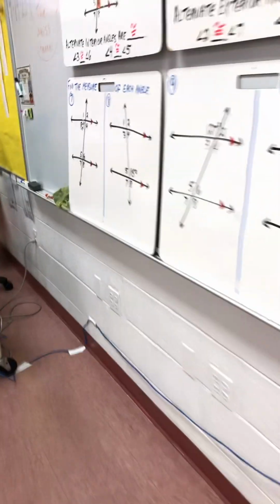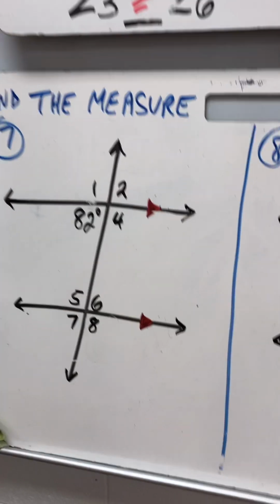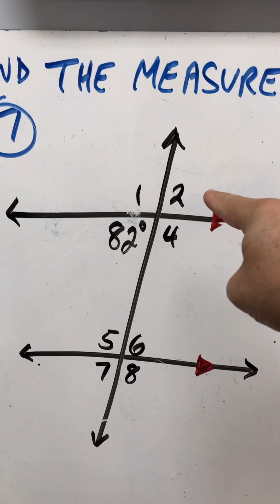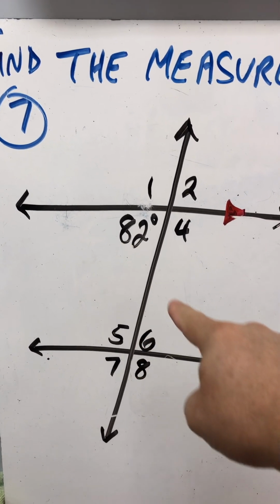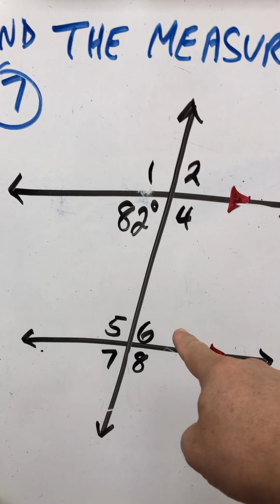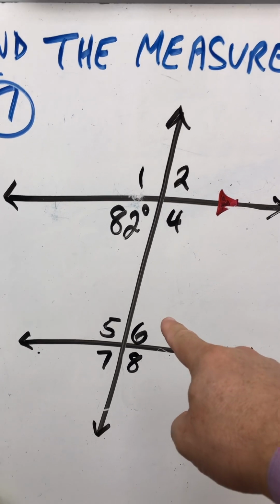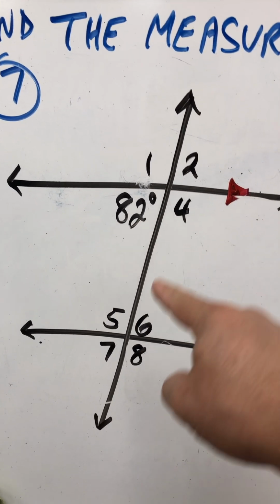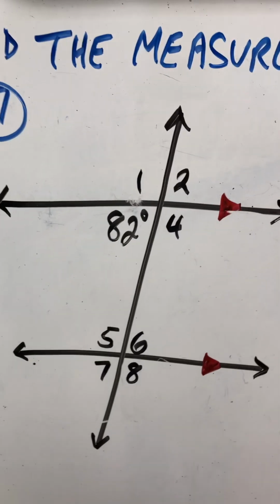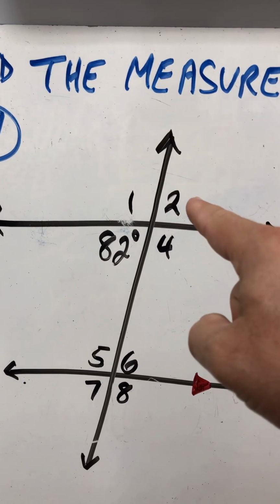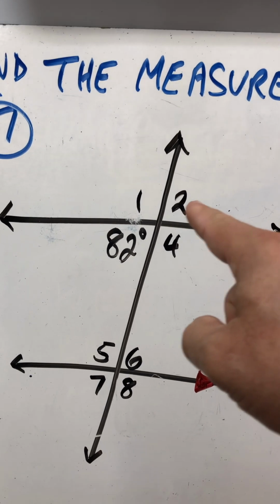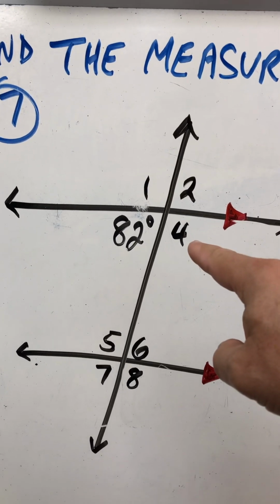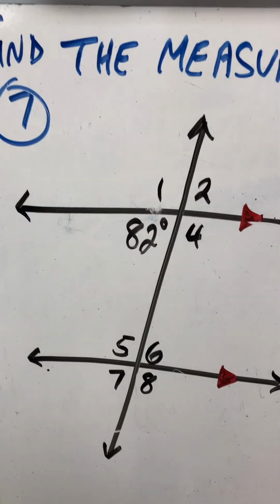All right, so find the measure of each angle. Okay, so vertical angles. If this is 82 degrees, this is 82 degrees. If this is 82 degrees, angle 6 is 82 degrees from alternate interior angles. And if angle 6 is 82 degrees, then this is 82 degrees. Now if this and this is 82, then you do 180 minus 82, and this will be 98. Angle 1 is 98, so this is 98.